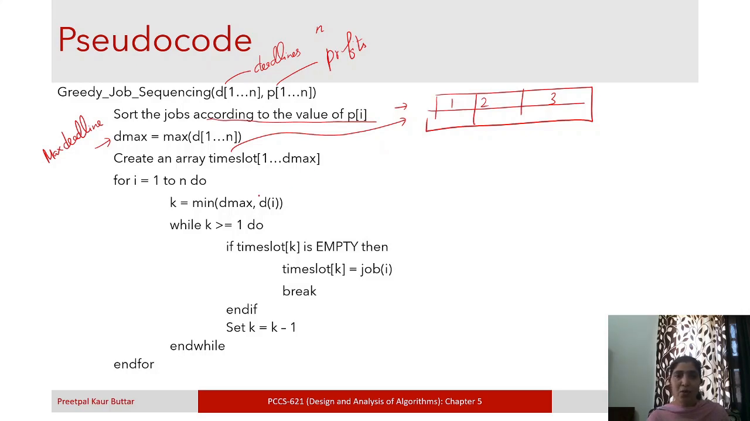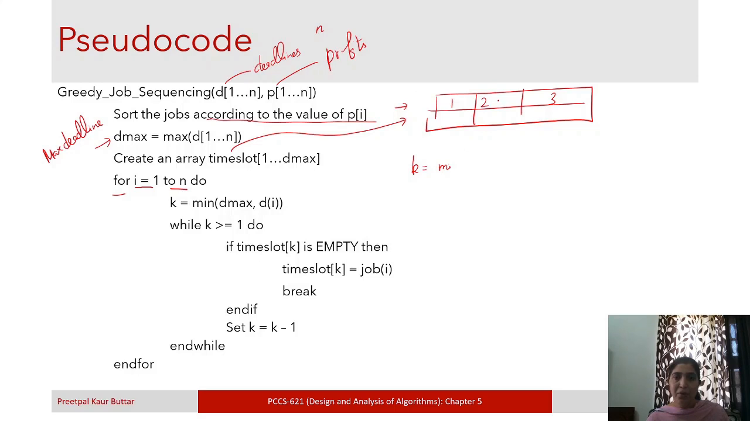So we will iterate over all the jobs. It means we need a for loop, and it will start from the first job till the last job, right? So I is initially 1. It means we are picking the job with the maximum profit, right? So here we create a variable k. K is equal to minimum.